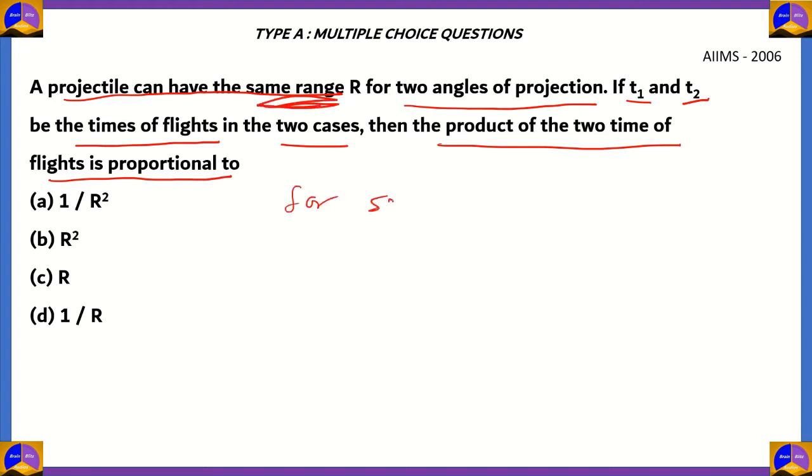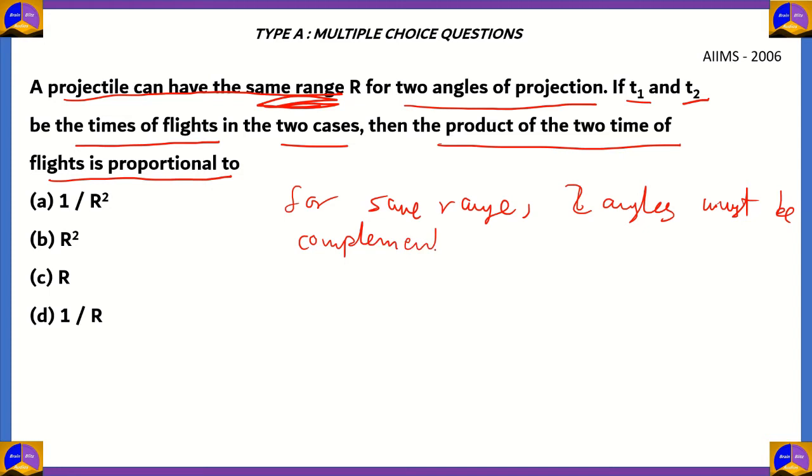So for the same range, the condition is that the two angles must be complementary. Now, what does complementary mean? It means that the sum of both these angles must be equal to 90 degrees. So therefore, we can write one angle as theta and the other angle as 90 minus theta. Now the formula for time of flight, t, is 2u sine theta divided by g.